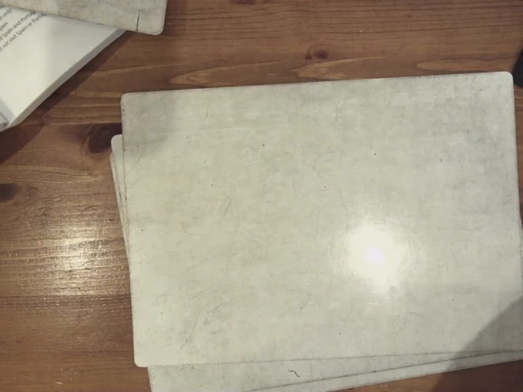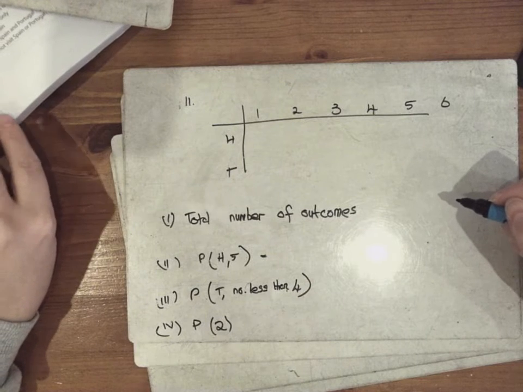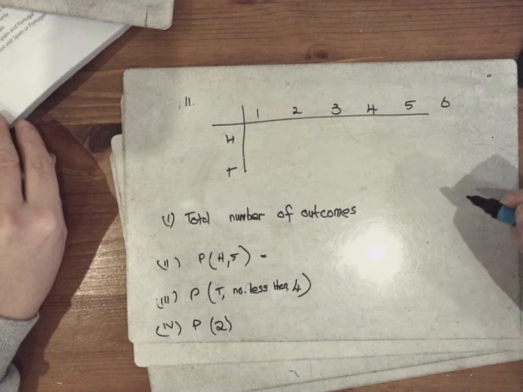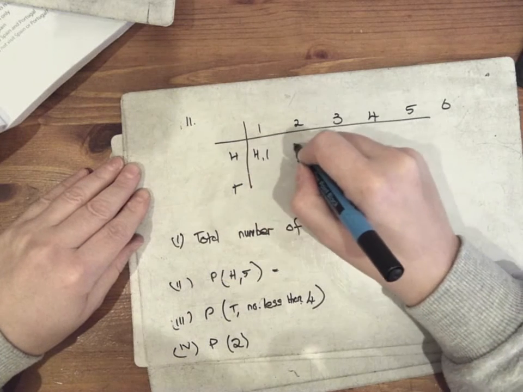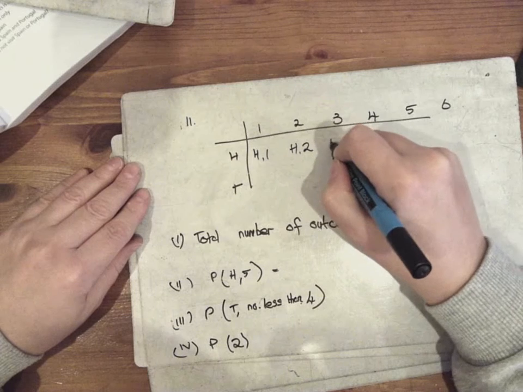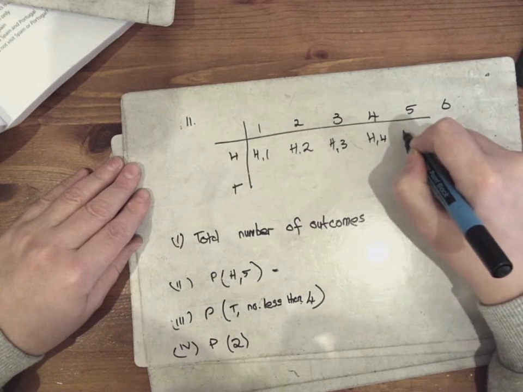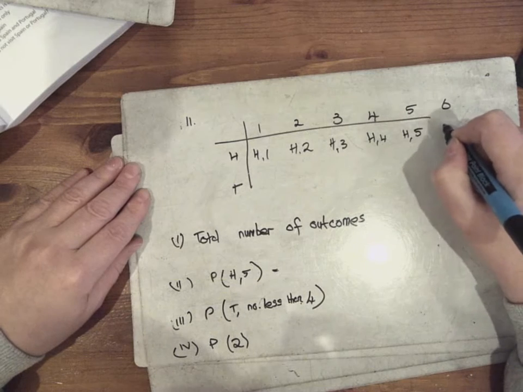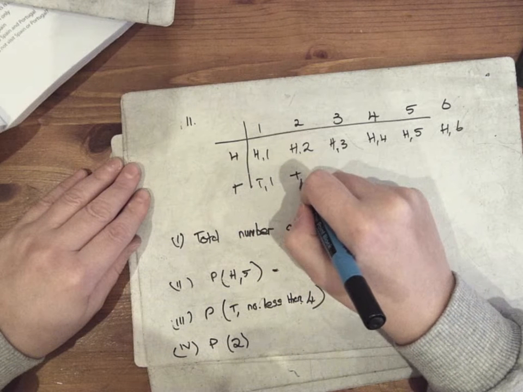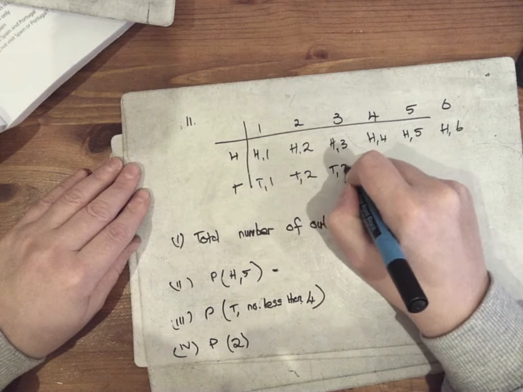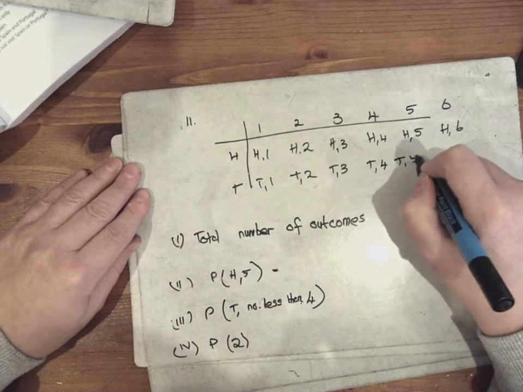Right, okay, so number 11 says Ada spins a coin and rolls a dice. Some of the possible outcomes are shown here. Copy and complete. So you can get a head with a 1, a head with a 2, a head with a 3, a head with a 4, a head with a 5, or a head with a 6. You can get a tail with a 1, a tail with a 2, a tail with a 3, a tail with a 4, a tail with a 5, or a tail with a 6.